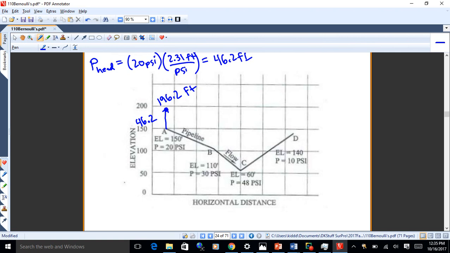So why don't you calculate up those elevations there as you're working your way through that grade line.